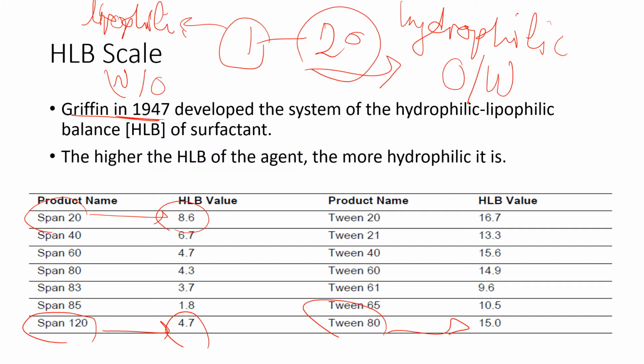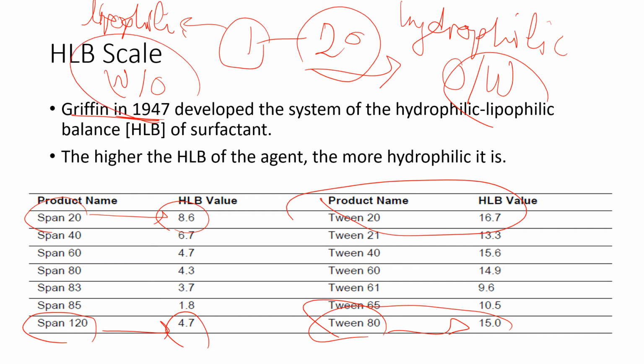So again, if we talk in another way, if you want to make oil in water emulsion, which surfactant do we have to use? We have to use Tween 80, for example, or Tween 20, because they have relatively higher HLB, they are more hydrophilic, they tend more to form oil in water emulsion. If you want to make water in oil emulsion, it's better to use Span 85, Span 120, Span 83, because these surfactants have low HLB and tend to form water in oil emulsion.